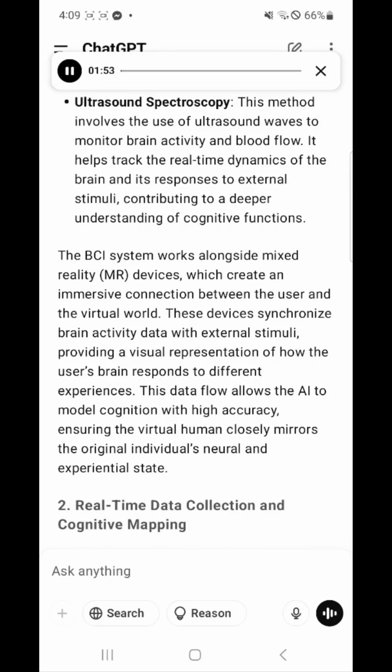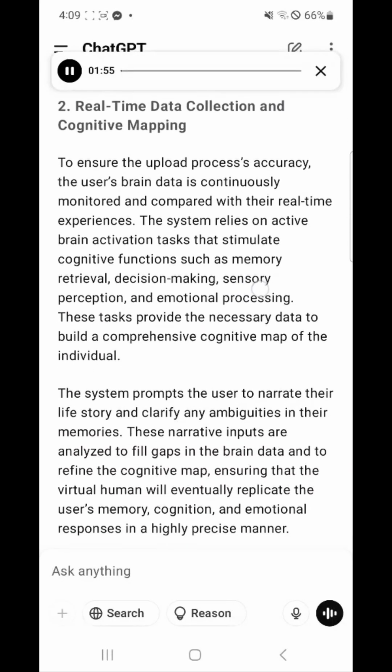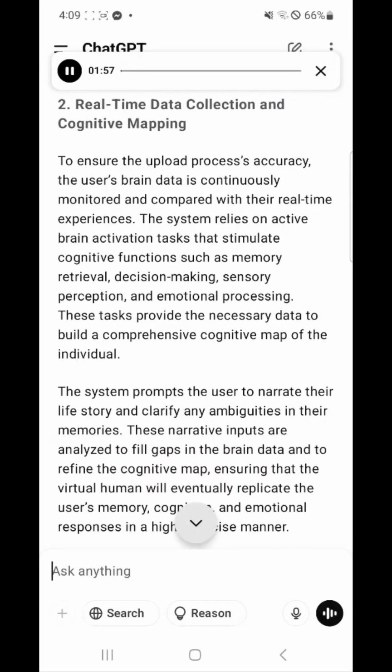Stage 2, real-time data collection and cognitive mapping. To ensure the upload process's accuracy, the user's brain data is continuously monitored and compared with their real-time experiences. The system relies on active brain activation tasks that stimulate cognitive functions such as memory retrieval, decision-making, sensory perception, and emotional processing. These tasks provide the necessary data to build a comprehensive cognitive map of the individual.